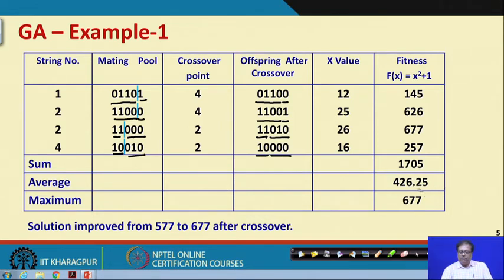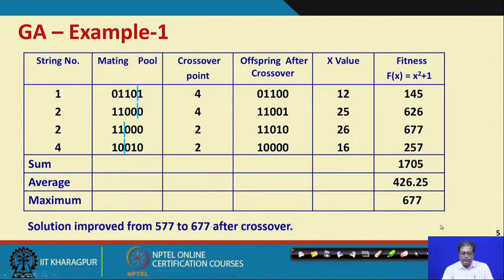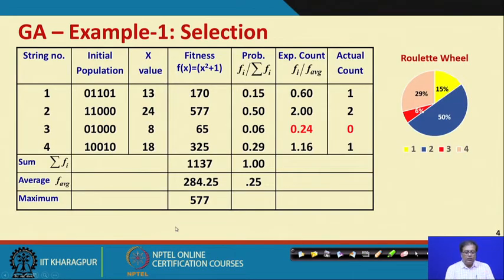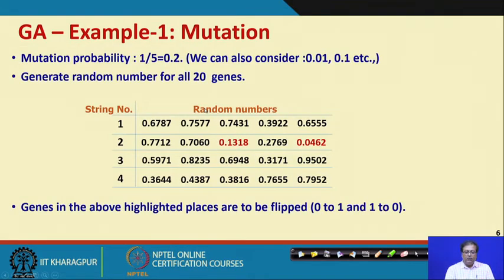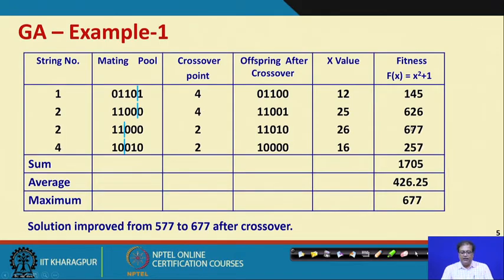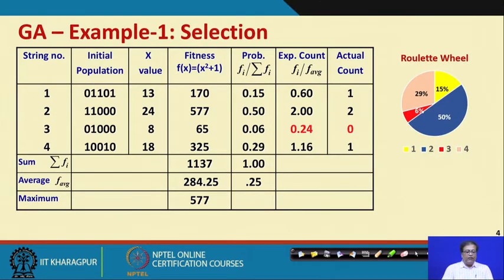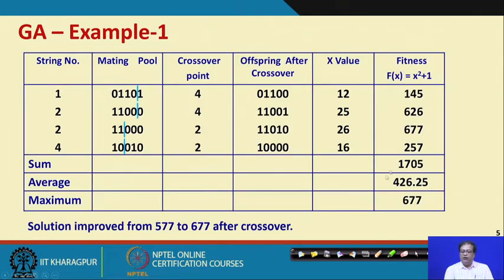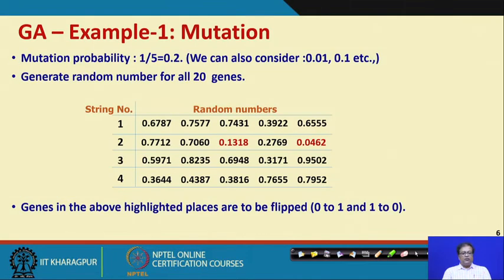So, the maximum is 677. You see earlier our maximum was 577. That was this value, and here our maximum is 677. So, you can see that the best solution has improved. The average solution has also improved, which was earlier 284.25, now it is 426.25. So, these things are going on, and we can also have some mutation.